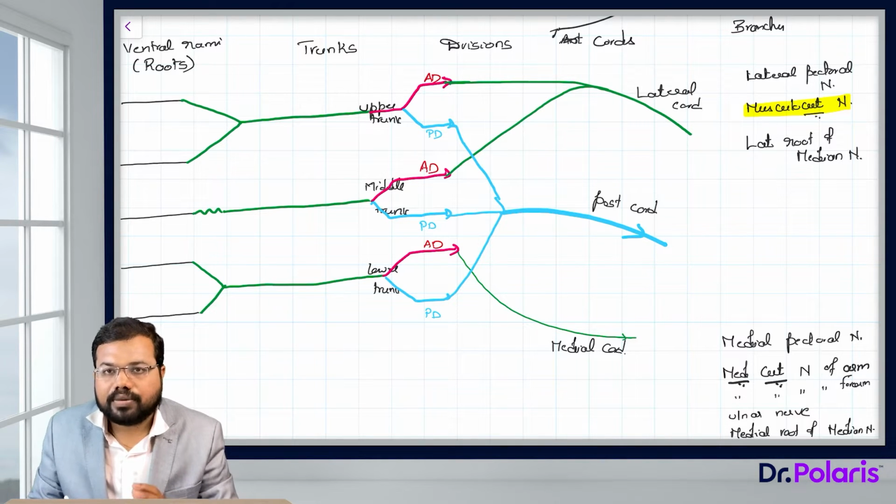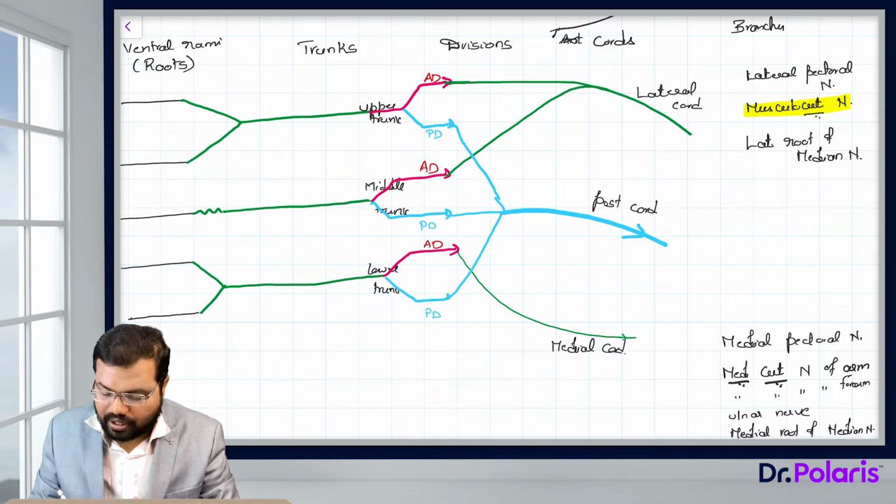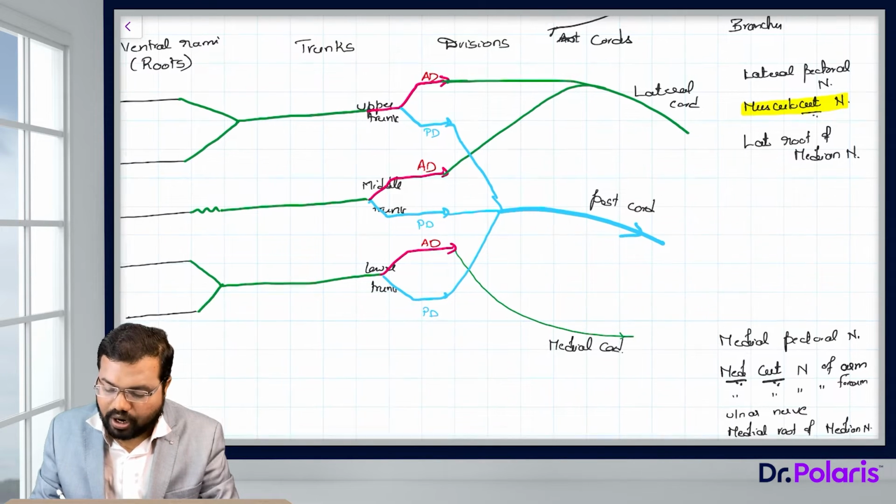Okay, the first branch, just like the lateral pectoral, here is the medial pectoral. Instead of the musculocutaneous, there are three extra branches: the medial cutaneous nerve of the arm, the medial cutaneous nerve of the forearm, and also the ulnar nerve. And lastly, where there was the lateral root of the median nerve, here is the medial root of the median nerve. These are the branches of the medial cord.